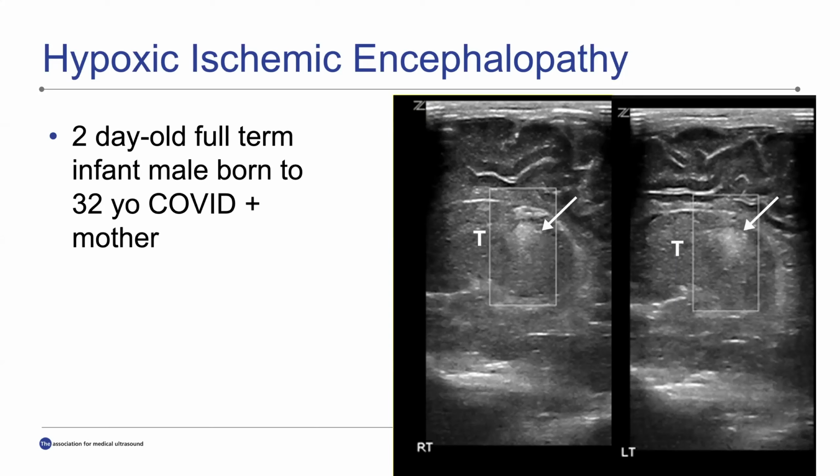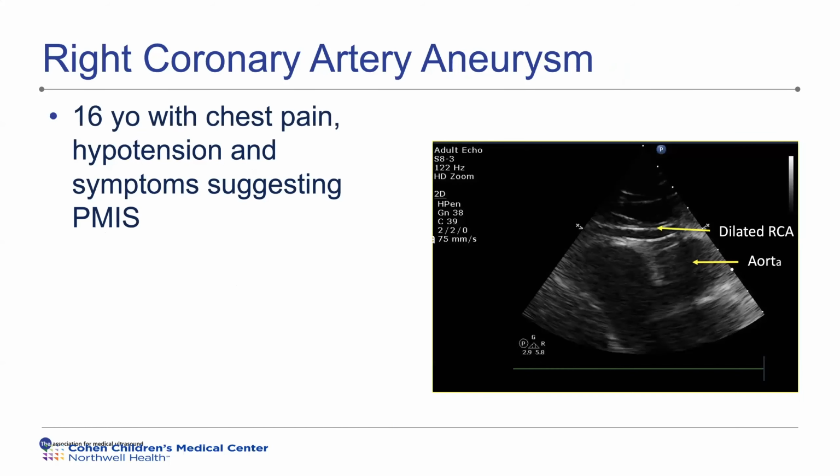This was a 2-day-old full-term infant that was born to a 32-year-old COVID-positive mother. And here we have sections through the brain that show there are bilateral ischemic changes in the thalami. You can see these areas of abnormal signal or echogenicity in both thalami. Here's a patient, 16 years old, that presented with chest pain, hypotension, and symptoms suggesting PMIS.